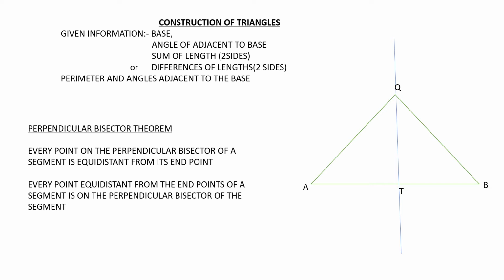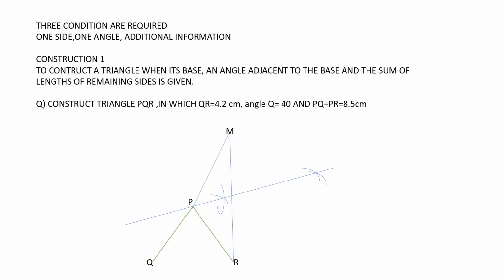Now, three conditions are required for construction of a triangle. In a question, one side will be given, one angle will be given, and some additional information that we'll see one by one. Construction 1: to construct a triangle when its base, an angle adjacent to the base, and the sum of the lengths of the remaining sides are given, right?